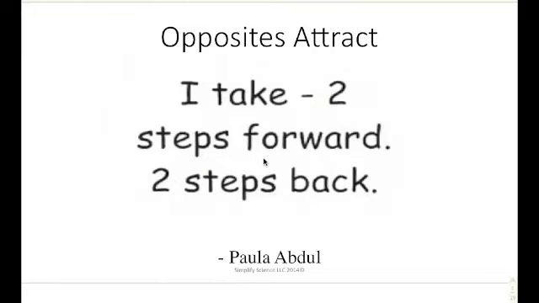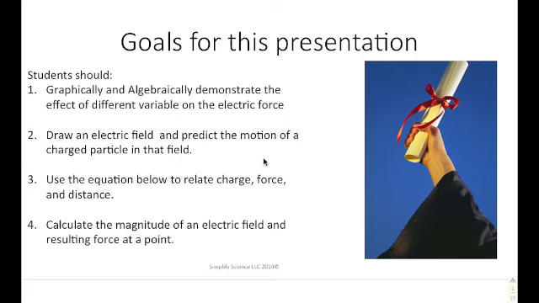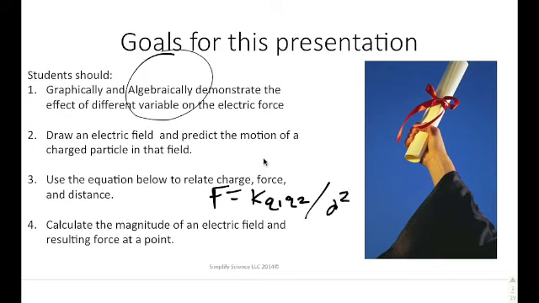Coulomb's law. So the goals for this presentation are that students be able to graphically and algebraically, that's a big one, algebraically demonstrate the effect of a different variable on Coulomb's law. You should be able to draw an electric field and predict the motion of a charged particle in a field, and you should be able to use the equation F equals k Q1 Q2 over d squared to figure out any of the other variables.